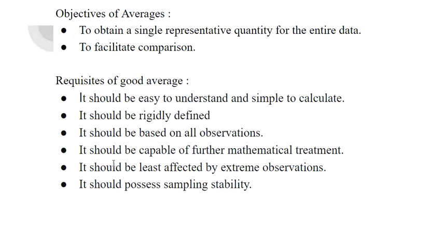Next point is it should be capable of further mathematical treatment so that its utility is also enhanced. I will give you one example. In finding the value of variance, we need to find the arithmetic mean first. It means the arithmetic mean is used for further mathematical treatment. We are going to see the concept of variance in the next videos. Next point is it should be least affected by extreme observations. Let's try to understand this using an example.